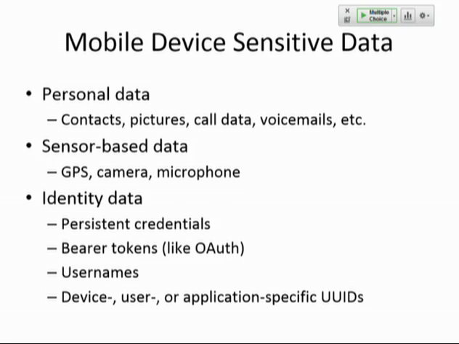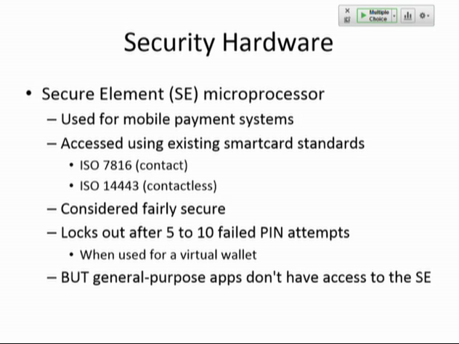Your personal data is all over the thing. I mean, the main purpose of these things is to be a good camera and such. You've got that on there. You've got the sensor-based data, and you've got identity data. Usernames and other things stored on the phone, and all these things are assets you have to protect. So the secure element is the safest thing.